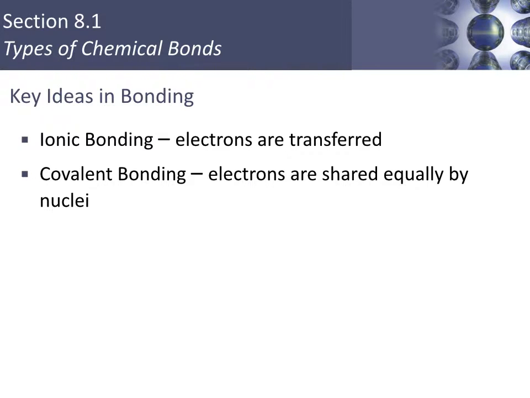A couple of key ideas in bonding. In ionic bonding, electrons are transferred. In covalent bonding, they're shared. Now there are some descriptions of intermediate cases, and I'm going to give you a few numbers to use. But first, let's talk about those intermediate cases.